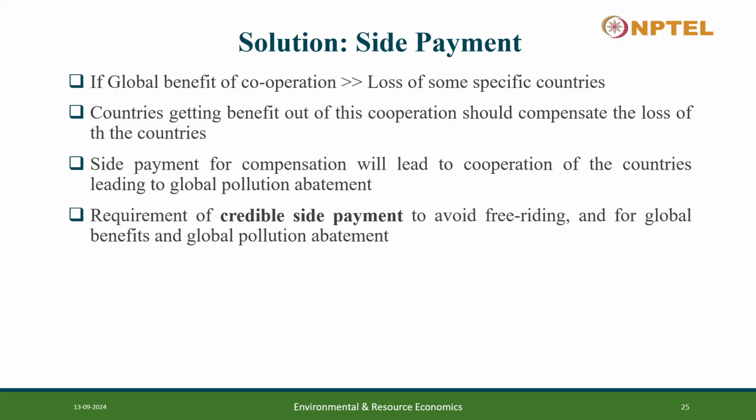So we say that when the global benefit of cooperation of all the countries is much more than the loss of some specific countries, loss in the sense of economic growth, then all the countries get benefit out of cooperation. So when you cooperate, the emission is reduced, therefore damage to the climate, damage to the society, health issues, all the things are reduced, right?